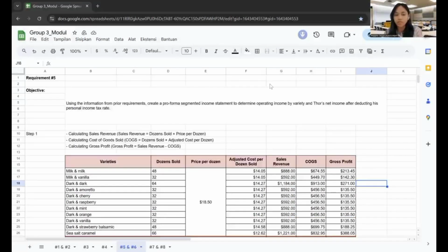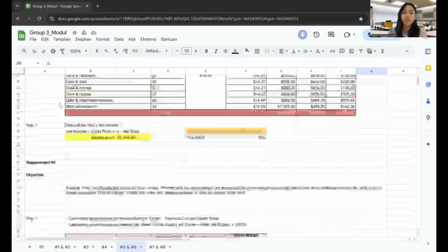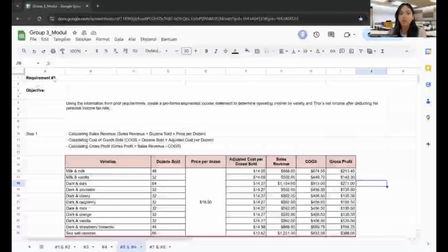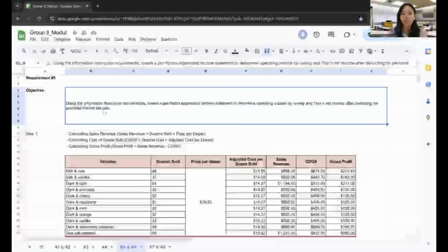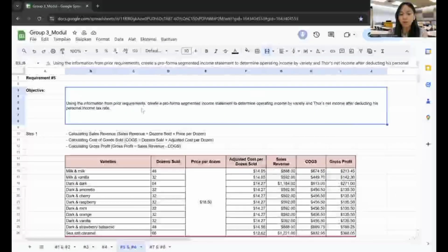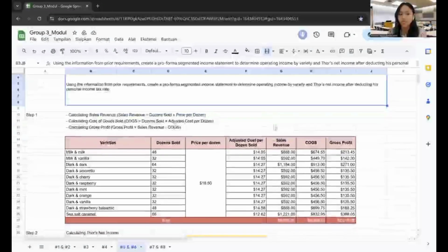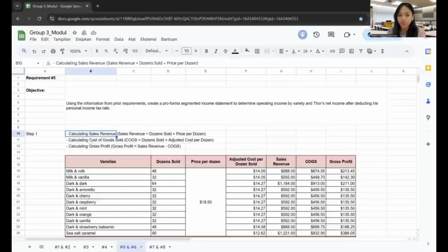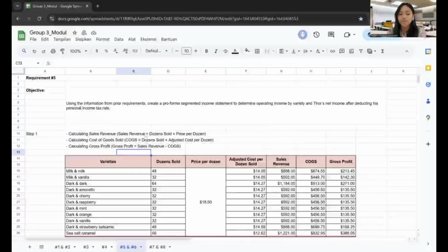So in here I will explain about requirement 5 and requirement 6. But before, let's read the objective of requirement 5 first. Using the information from prior requirements, create a pro forma segmented income statement to determine operating income by variety, and Tor's net income after deducting his personal income tax rate. So the first one, to find the income statement, we need to calculate the sales revenue, the cost of goods sold, and the gross profit with these three formulas.